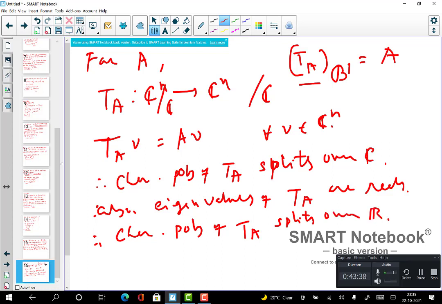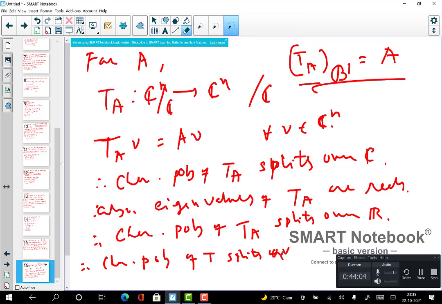And done. Now you see the characteristic polynomial of T_A is nothing but the characteristic polynomial of A, because they are the same matrix, and the characteristic polynomial of A is nothing but the characteristic polynomial of T. So the characteristic polynomial of T splits over R. Done. So for a real inner product space and a Hermitian operator, the characteristic polynomial always splits over R. Okay. So these two properties are going to help us prove the fundamental theorem for real inner product spaces.